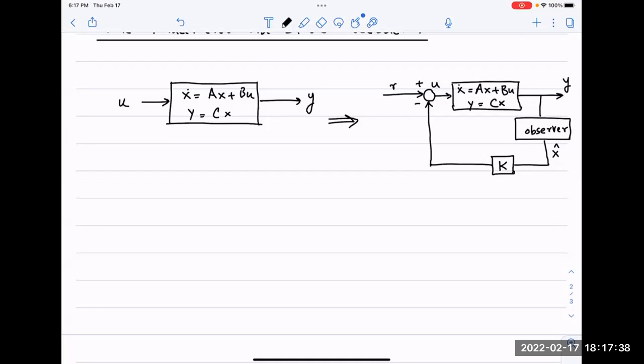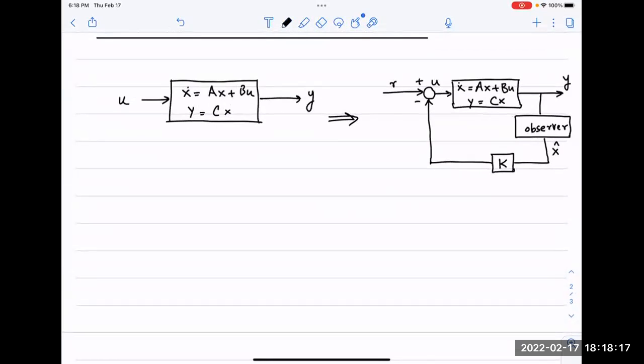In other words, if there is an R that X has to go to, then you can assume an X tilde, or X2, equal to R minus the original X. Then if X goes to R, X2 goes to 0. So the reference for X2 is 0. That's the nice thing about this feedback design.